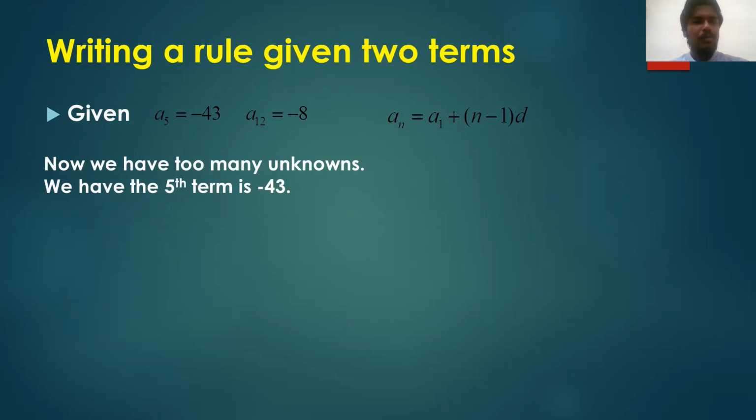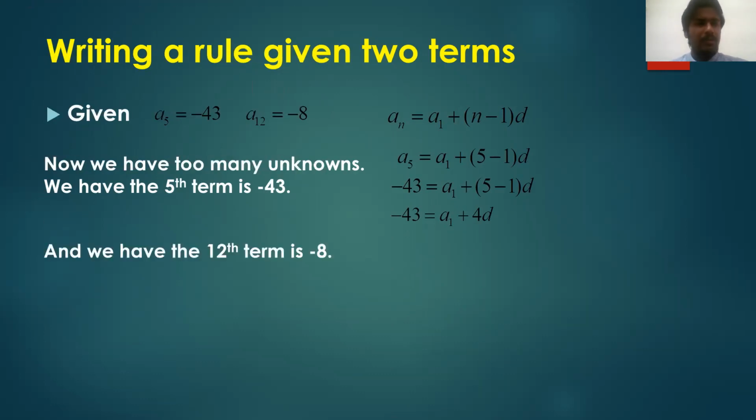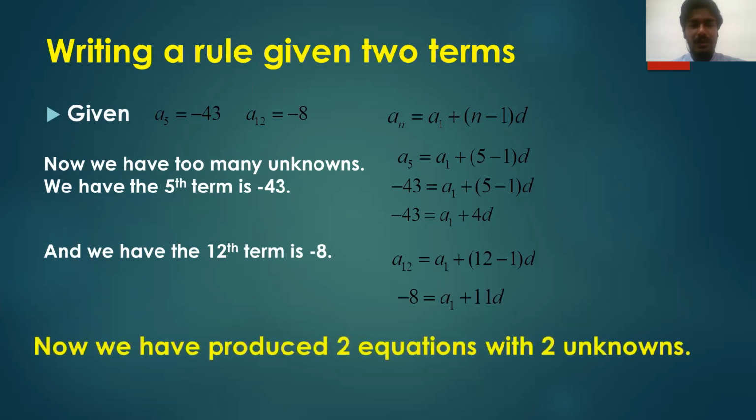Now we have too many unknowns. So we have the fifth term is minus 43. If a_5 is equal to a_1 plus (5 minus 1) times d, the equation is minus 43 is equal to a_1 plus (5 minus 1) times d. And we have the 12th term is minus 8, so the equation is a_12 is equal to a_1 plus (12 minus 1) times d. Simplifying the equations, we got minus 8 is equal to a_1 plus 11d.